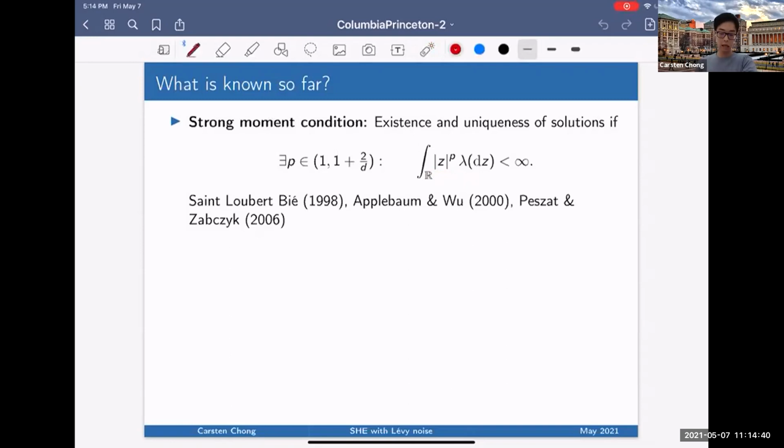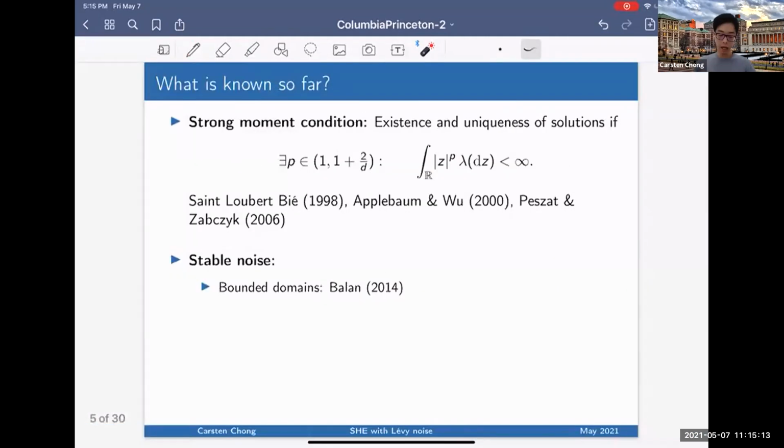This is a strong moment condition, in my opinion, because it rules out, for example, noises like alpha stable noise. For alpha stable noise, the measure has a density with respect to Lebesgue measure that is a power law. In that case, alpha is strictly between 0 and 2, and you will never have this condition, because here you're integrating over the whole of R, and this will not be satisfied for the important class of stable noises.